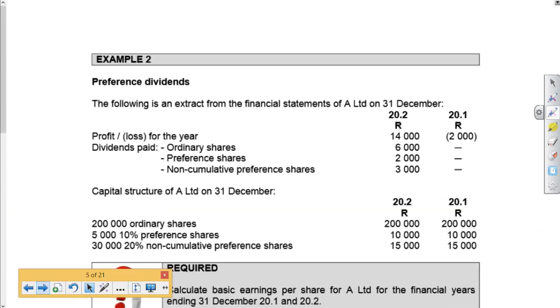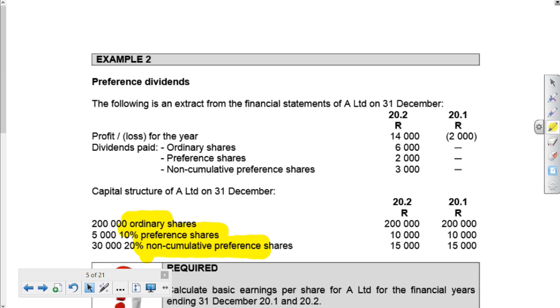Then there's an example which has pref divs in it, example 2. I think it just follows. There's tons of examples for earnings per share. So here they say the profit or loss for the year was a loss of 2 last year and a profit of 14 this year. Last year they didn't pay any dividends because they made losses. But when we look at our capital structure, we have some odds, we have some prefs, and we have some non-cumulative prefs. Okay, so this is interesting.